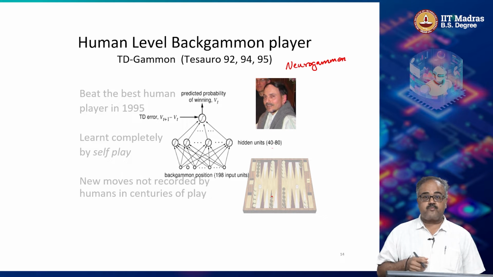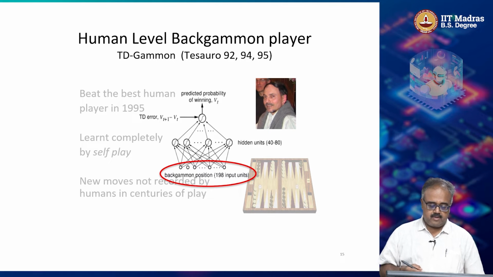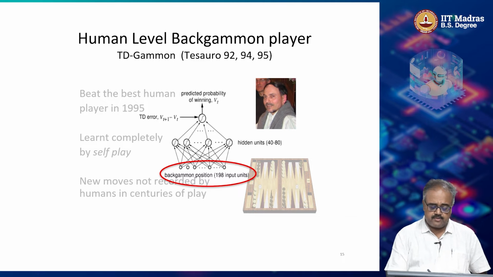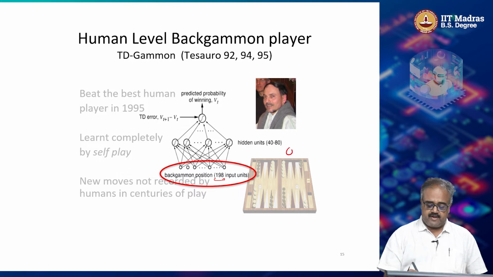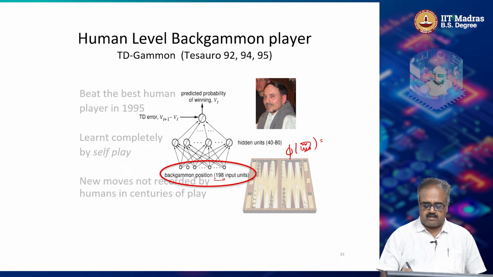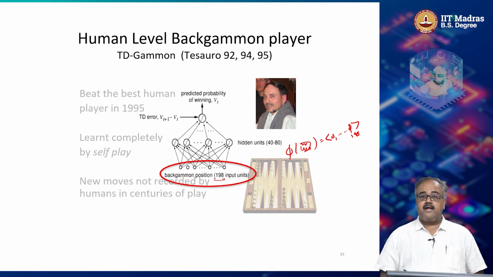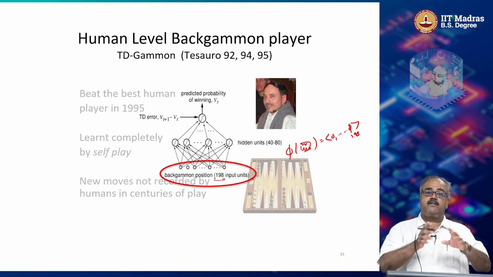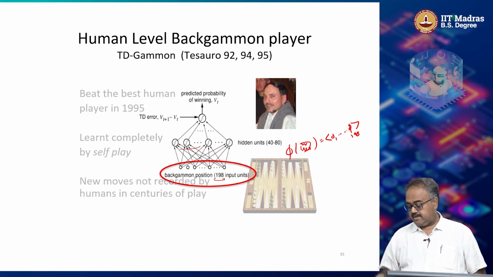So, what did Jerry use for phi? Jerry Tesauro used this kind of a 198 dimensional input vector. So, basically it is a phi that takes in the board position, and gives us as output a 198 dimensional vector. And this 198 dimension vector was fed into the neural network, and then it went through all this computation, and then finally it gave you the output, right.